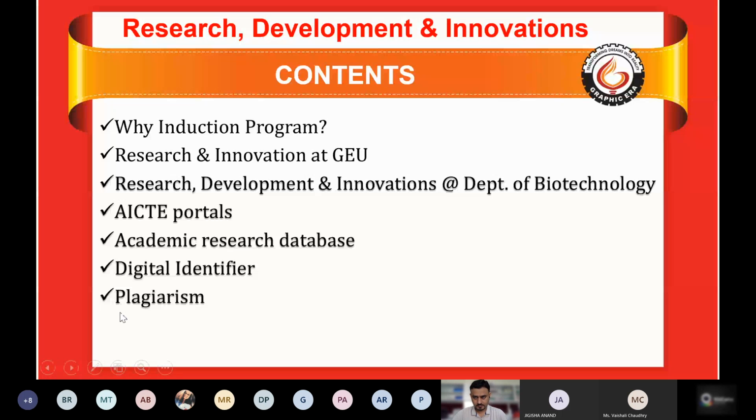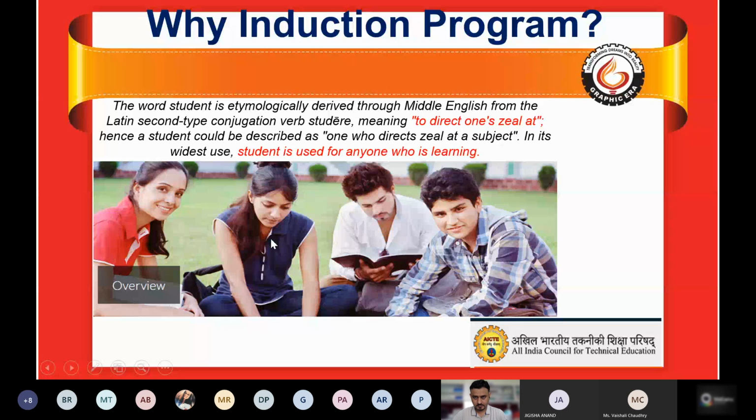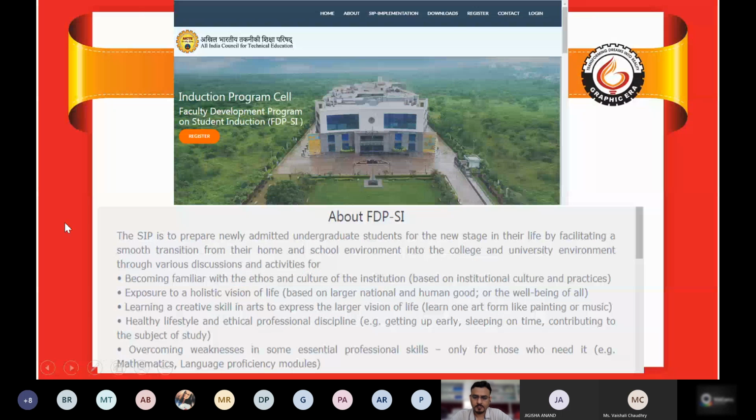Okay, so why the induction program? I have taken the slide from the All India Council for Technical Education, the reason being that BTech is governed by or recognized by AICTE, right? And you can find the sentence on the AICTE website, where they say that "student" is the word used for someone who is learning. So you all are here to learn something. You all have potential and you want to learn something. So that's why the idea of this induction program is to learn something. Now, what is learn, and what is something actually?